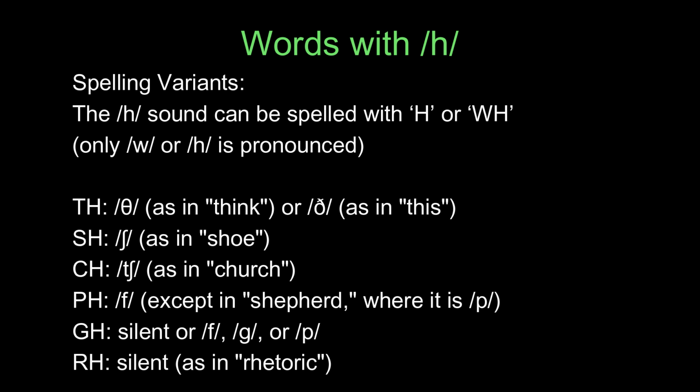TH makes th or the. SH makes sh. CH makes ch. PH makes f, except for shepherd, where PH makes p. GH can be either silent or make f, g, or p. H is silent in RH.